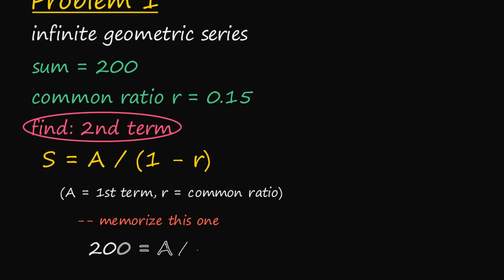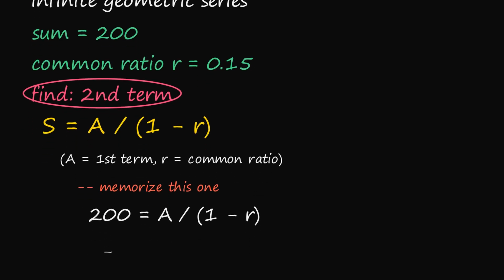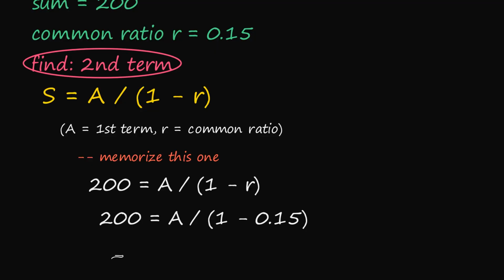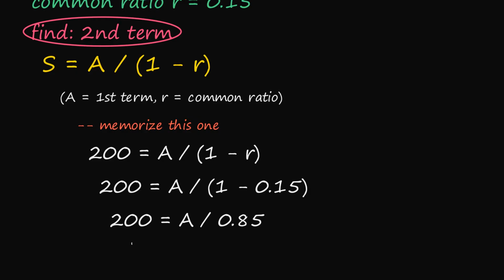So let's plug in what we know. The sum is 200, so 200 equals a over 1 minus r, and r is 0.15. So I plugged that in too. 200 equals a over 1 minus 0.15. 1 minus 0.15 should be 0.85. So now it's 200 equals a over 0.85. Multiply both sides by 0.85 and a equals 170.